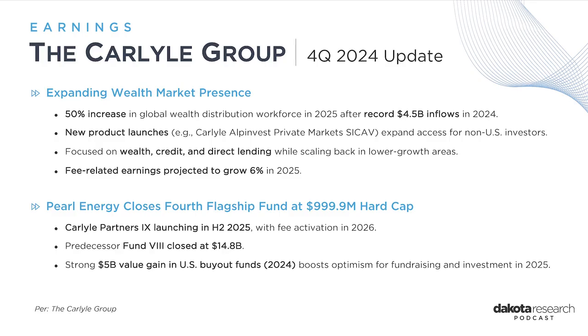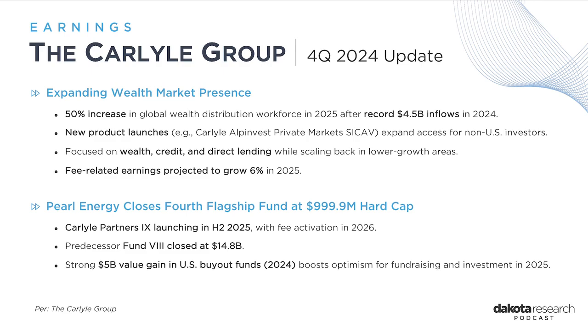In the wealth market for Carlyle, they saw $4.5 billion of inflows, which is impressive, and I'm sure they're going to try to bolster that number significantly this year and moving forward. Not only do they want to grow their wealth presence in the U.S., but also in Europe. So they're actually launching a CCAV. Think of a CCAV as a mutual fund, but for Europe, for European clients.